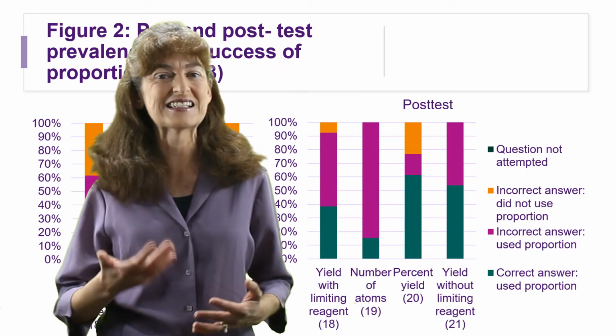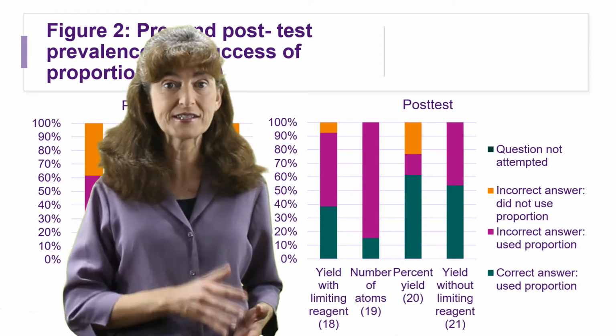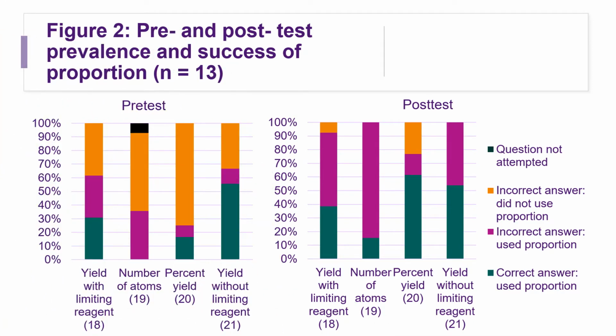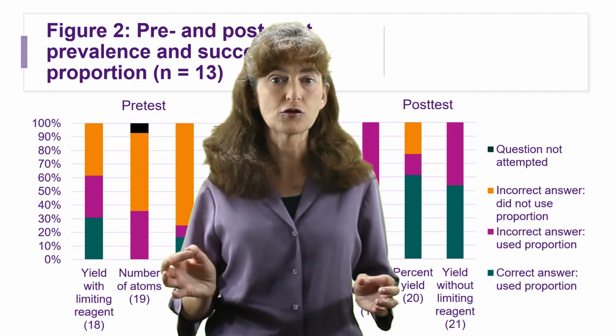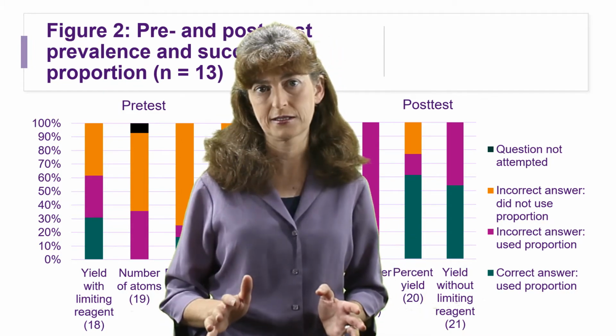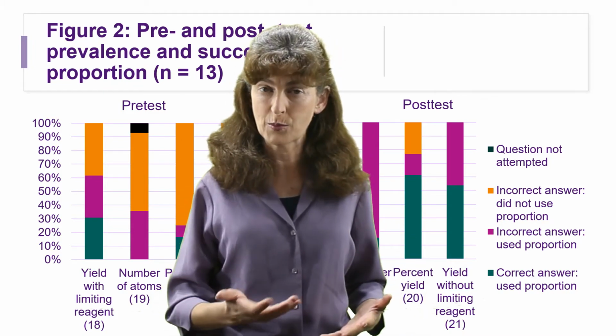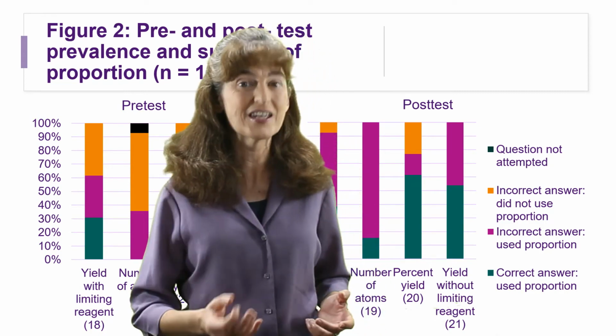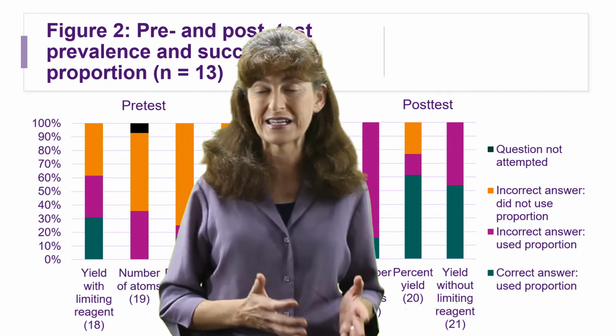And this is the post-test graph for these 13 teachers. There's clearly a drastic decrease in the orange bars, suggesting that the intervention was effective in making the teachers aware of the need to use proportion when answering stoichiometry reaction-based questions. There's also an increase in teachers obtaining the correct answers, shown by the green bars, although this increase is less pronounced than the increase in use of proportion, suggesting that other issues besides proportion also need attending to.